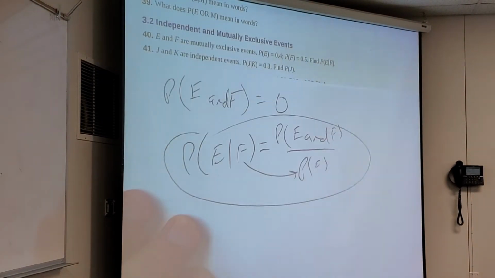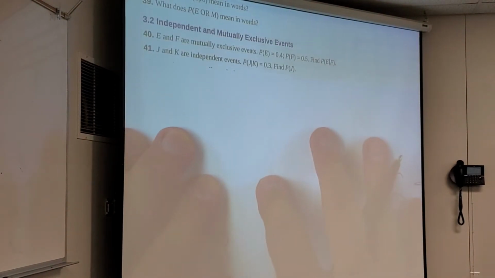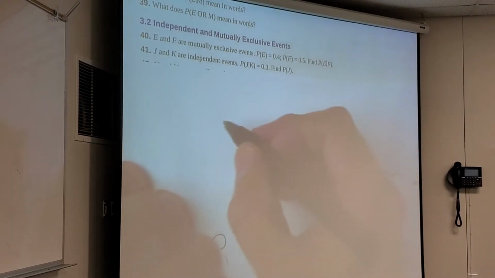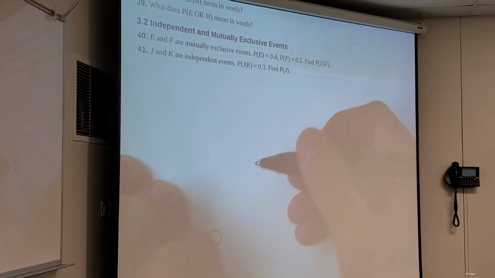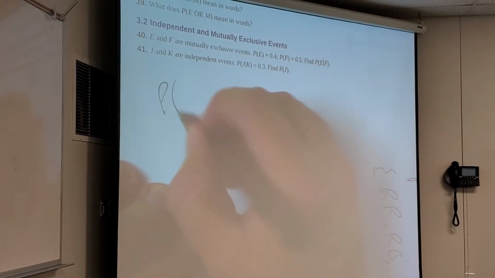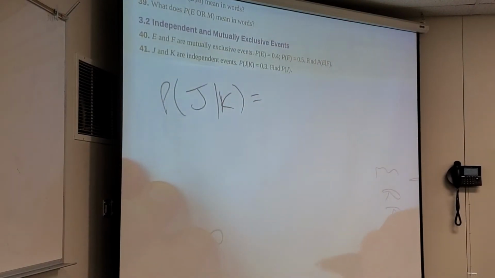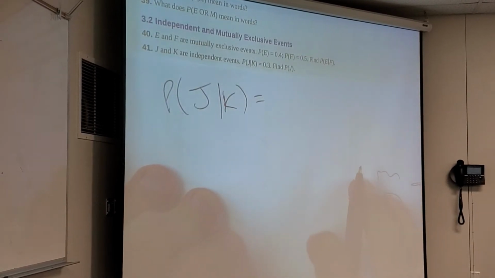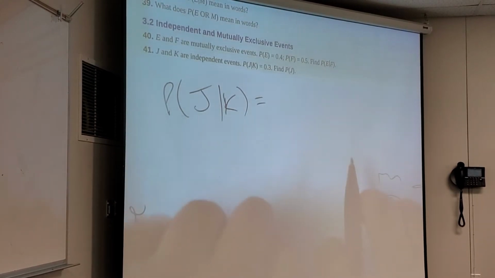What about number 41? J and K are independent. What does that mean? If J and K are independent events, do you know what that means? Let me start us off. That means the probability of J given K, for example, equals, no, not the formula for and. I'm asking for the idea of independent.